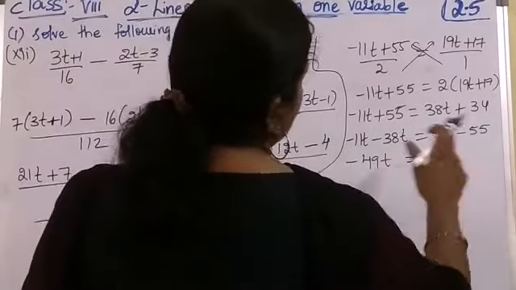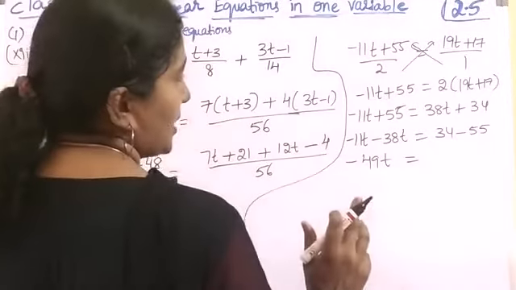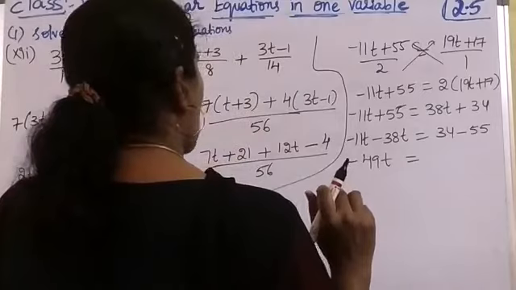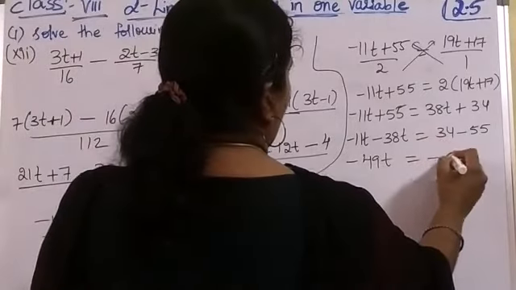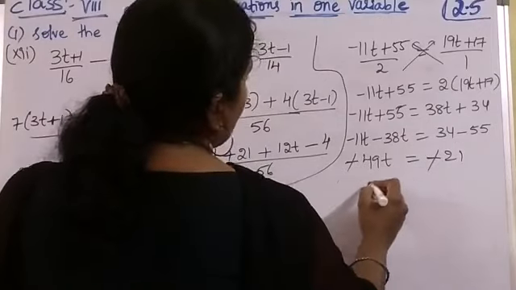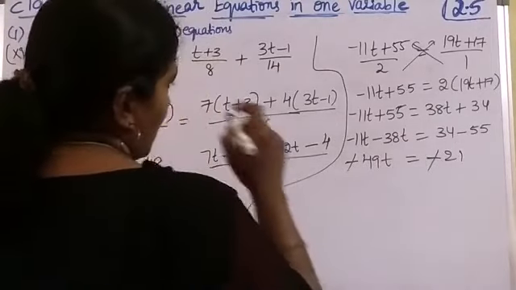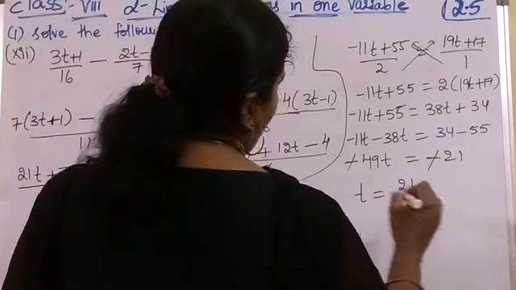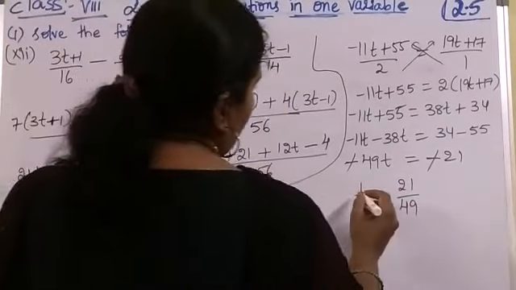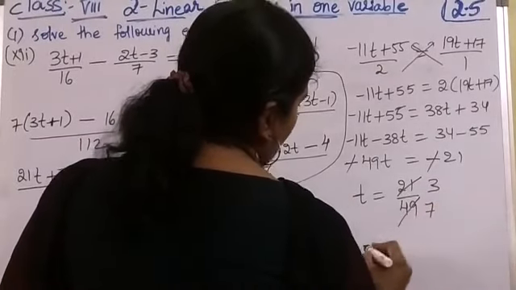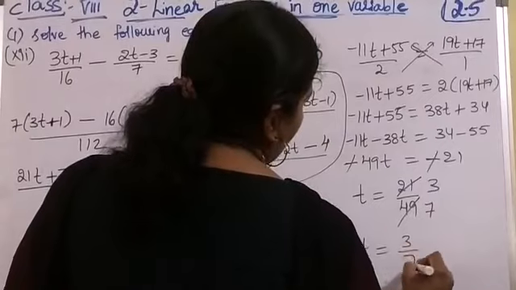One is addition and one is subtraction. You should do subtraction and keep the bigger number's symbol. So 55 minus 34 is how much? Minus 21. Okay. Now when minus is there on both sides, you can cancel. So 49t equal to 21. Then t equal to 21 by 49. If you see, 21 and 49 will go in the 7 table. 7 3s are 21, 7 7s are 49. So t is nothing but 3 by 7.